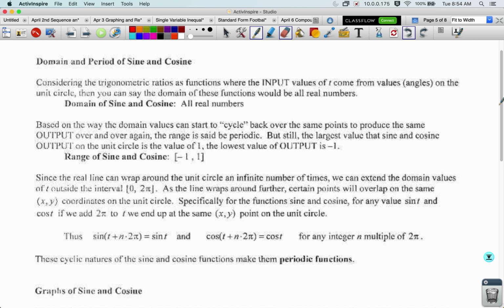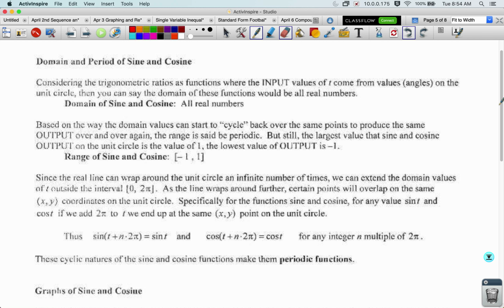Okay, let's talk about domain and period of sine and cosine. Consider the trigonometric ratios as functions where the input values of t come from the angles on the unit circle. Then you can say the domain of these functions would be all real numbers. Domain of sine and cosine, all real numbers.